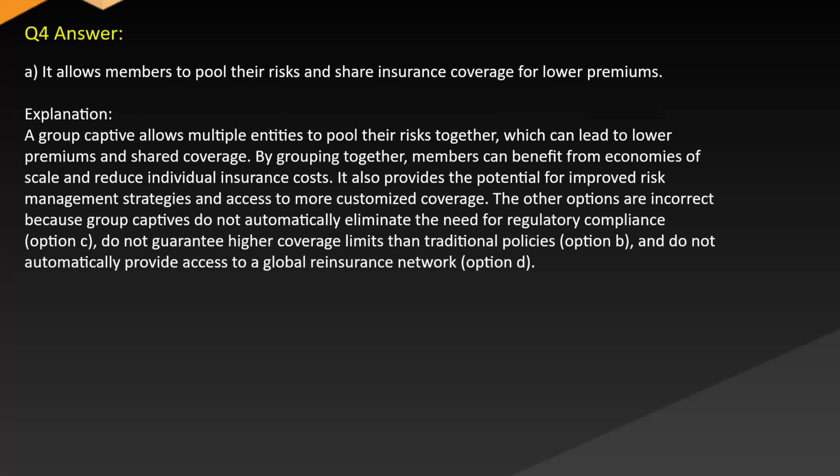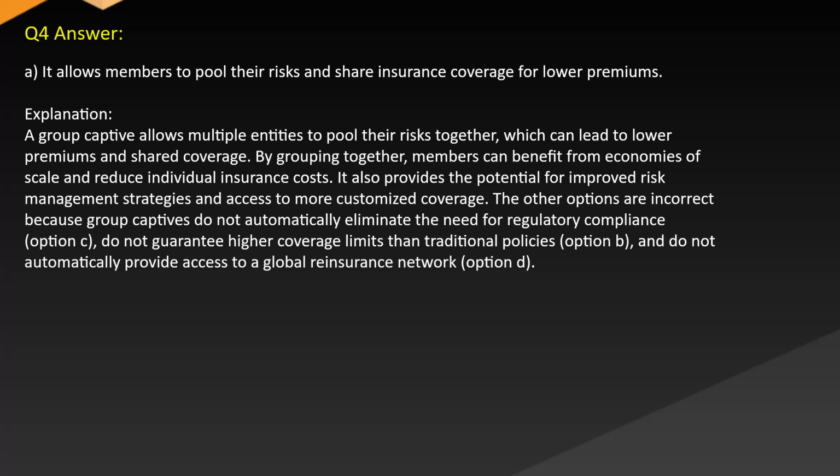Answer: A. It allows members to pool their risks and share insurance coverage for lower premiums. Explanation: a group captive allows multiple entities to pool their risks together, which can lead to lower premiums and shared coverage. By grouping together, members can benefit from economies of scale and reduce individual insurance costs. It also provides the potential for improved risk management strategies and access to more customized coverage.